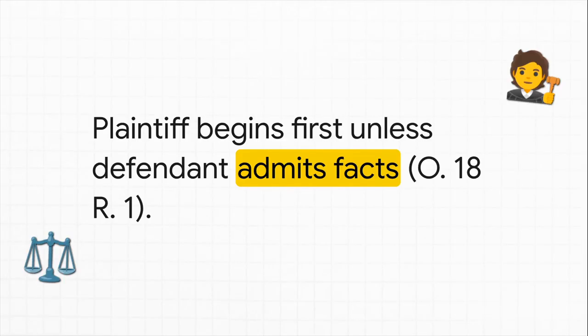Usually the plaintiff goes first, simply because they brought the suit. However, there's a really interesting exception under Order 18, Rule 1. This sequence actually flips if the defendant admits to the facts alleged by the plaintiff. So the flow of the trial dynamically adapts based on those early admissions.